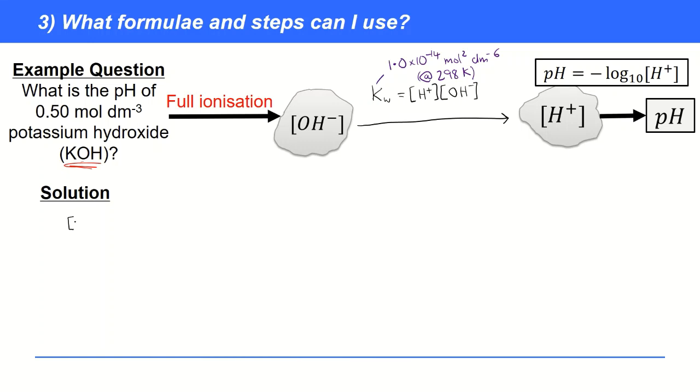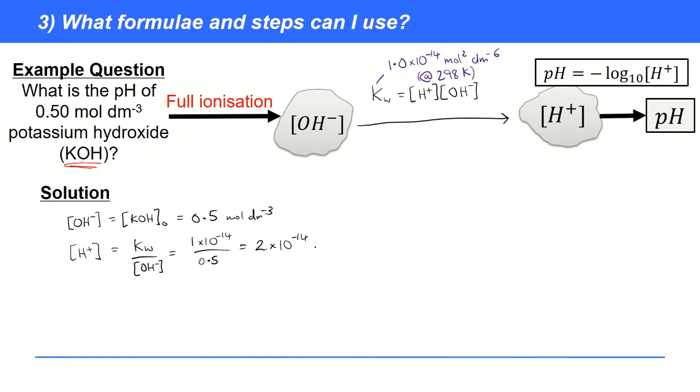So we're going to work out here that the concentration of OH- is equal to the initial concentration of KOH. So that is going to be 0.5 moles per decimeter cubed. Then we can say that if we rearrange this formula, dividing both sides by the OH- concentration, the H+ concentration is just Kw divided by the OH- concentration. So 1 times 10 to the minus 14 divided by 0.5 comes out at 2 times 10 to the minus 14 moles per decimeter cubed.